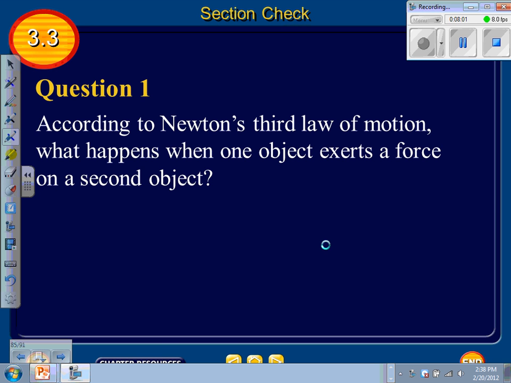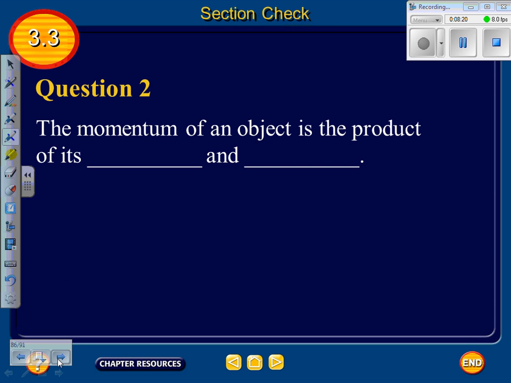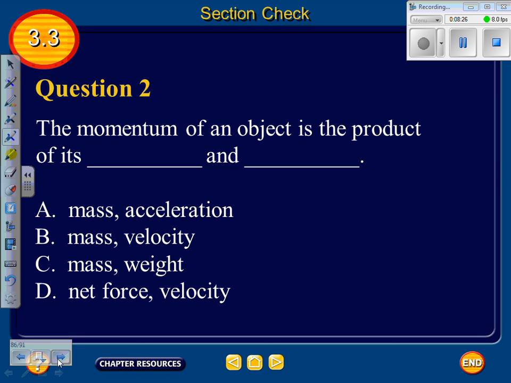Question number 1 of Section 3. According to Newton's third law of motion, what happens when one object exerts a force on a second object? The answer: according to Newton's law, the second object exerts a force on the first that is equal in strength and opposite in direction. Question 2. The momentum of an object is a product of its: the choices are mass and acceleration, mass and velocity, mass and weight, or net force and velocity. In this case, p equals m times v, so it's mass and velocity, letter B.